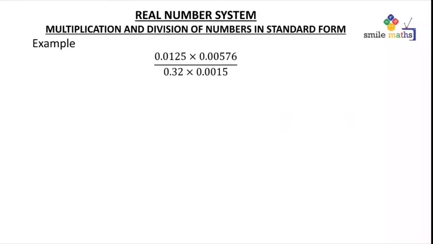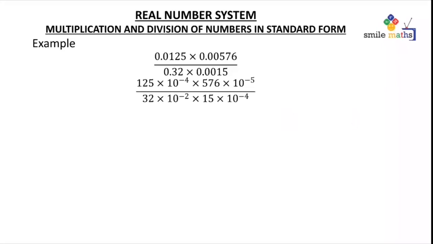Now next question, we have 0.0125 times 0.00576 over 0.32 times 0.0015. What we are going to do over here is that we are going to change all of them to whole numbers multiplied by powers of 10. And it's going to give us 125 times 10 to the power negative 4 because we move 4 times to the right. So it follows through to 15 times 10 to the power negative 4. That is changing all to whole numbers multiplied by powers of 10.